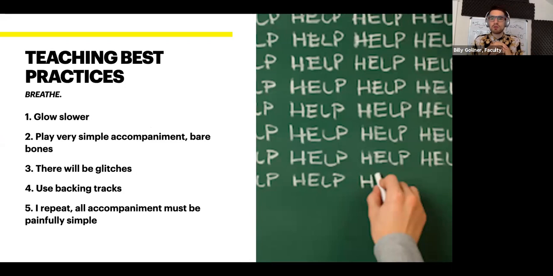Number 1, go slower. It's very tempting to try and do things at your regular speed, but you can't. So slow it down a little bit, right? If you are going to do an agility exercise, demonstrate it. Don't play along. Just play a basic chord underneath the student, which leads to number 2.